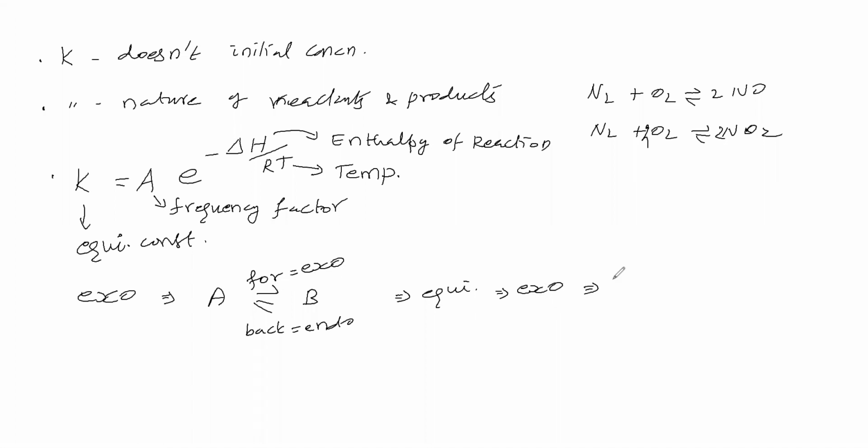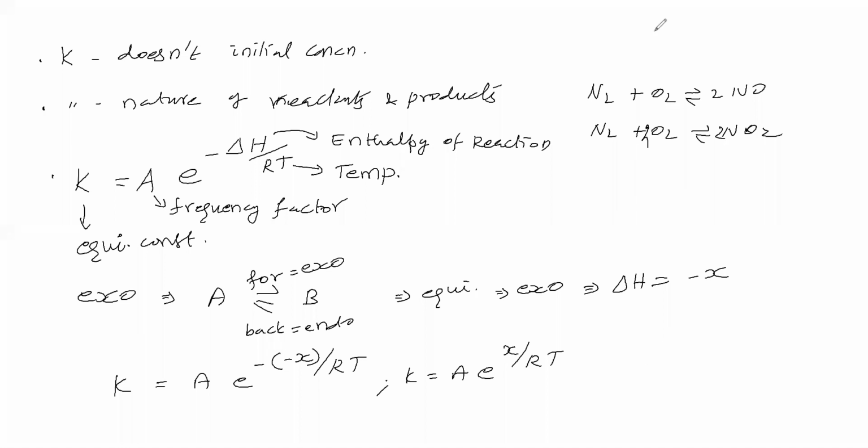So, now let us say delta H is equal to minus X, because it is an exothermic reaction. That we will substitute here. Now K is equal to A into e power minus delta H by RT, with delta H equal to minus X substituted. Therefore, K is equal to A into e power X by RT. Now let us raise the temperature.